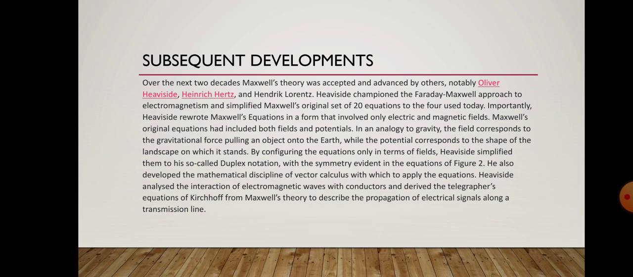Importantly, Heaviside rewrote Maxwell's equations in a form that involved only electric and magnetic fields. Maxwell's original equations had included both fields and potentials. An analogy is gravity: the field corresponds to the gravitational force pulling an object onto the earth, while the potential corresponds to the shape of the landscape on which it stands. By conferring the equations only in terms of fields, Heaviside simplified them to the so-called duplex notation, with the symmetry evident in the equations in the figure.